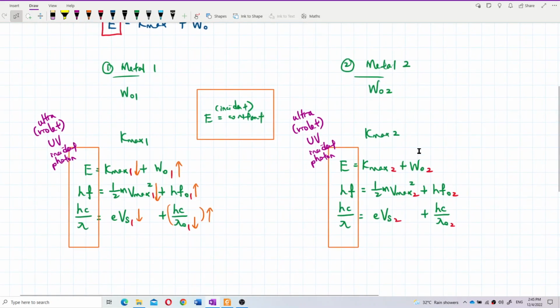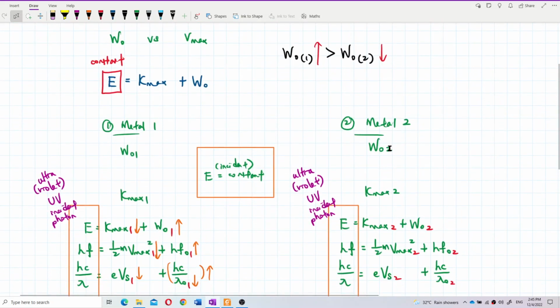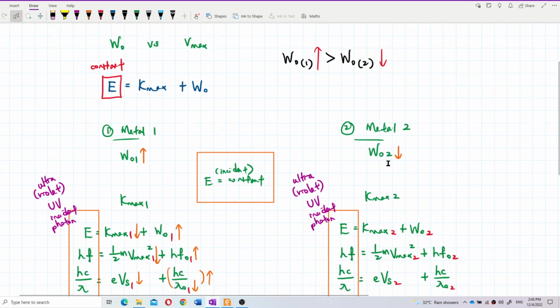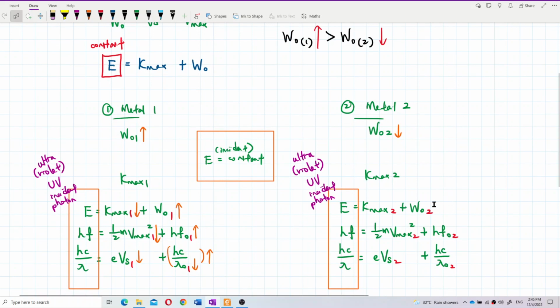So how about method 2? Method 2 has a lower work function. I just want to write this one goes up, this one goes down. It has a lower work function, lower threshold frequency, and a higher threshold wavelength. Lower work function means it has higher Kmax, higher Vmax, and higher stopping potential.